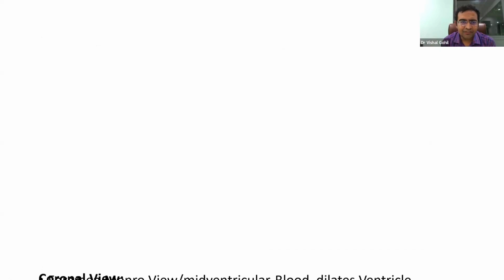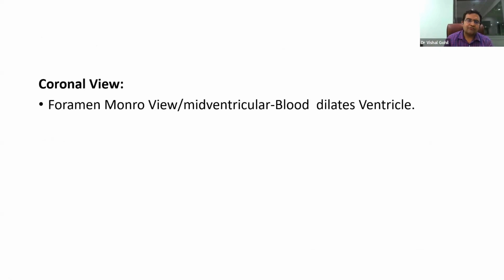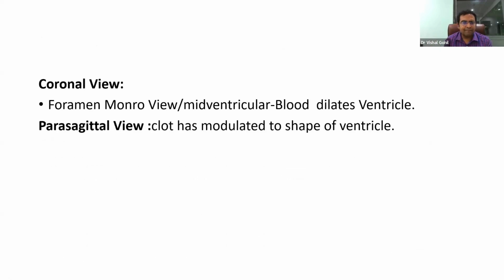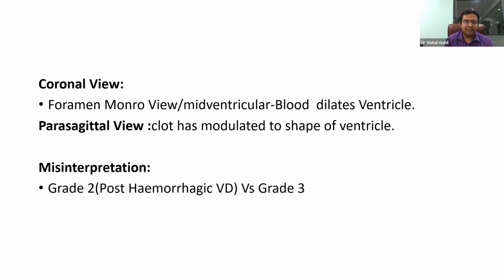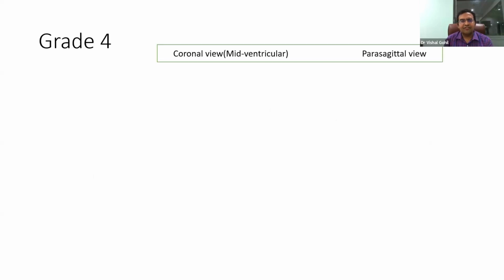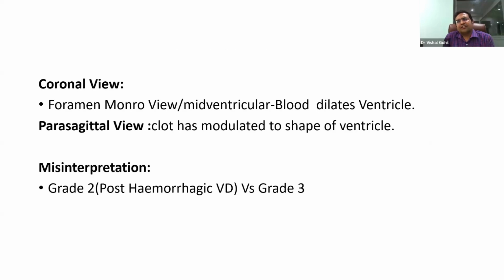Okay. So if I summarize, in the coronal view, of course, in the foramen of Monro or either of the ventricular views, you can see the blood has dilated the lateral ventricle. In the parasagittal view, the clot has molded the shape of the ventricle, and the commonest misinterpretation is between grade 2 and grade 3, because we don't know whether it is because of the blood or because of the CSF. If it is with the blood, that means you are dealing with grade 3 IVH. If it is with the CSF, we don't know whether it is grade 2 or grade 3, but it is definitely a post-hemorrhagic ventricular dilatation.